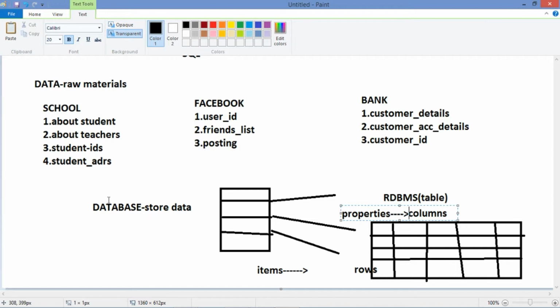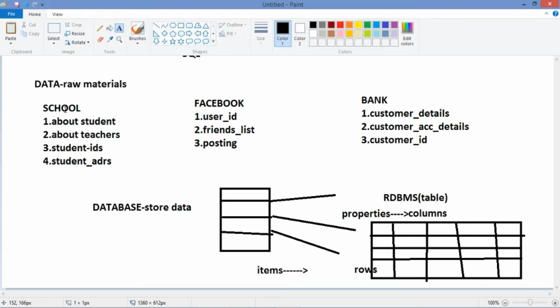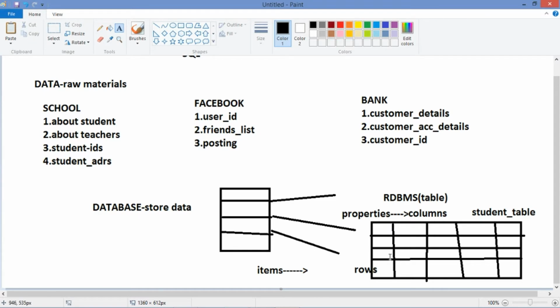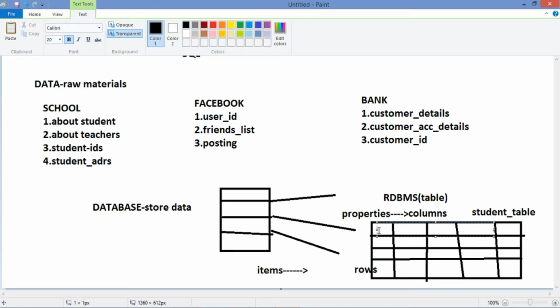Okay, fine. Let us take an example of a school management system. In school, what I told you, what are the categories they are having? They are having the categories of student, teacher, student ID, student address, right? So here, how are we going to represent this school management system by using a table? So this is my student table. Let us take the first category, student. What are the columns or properties of student?